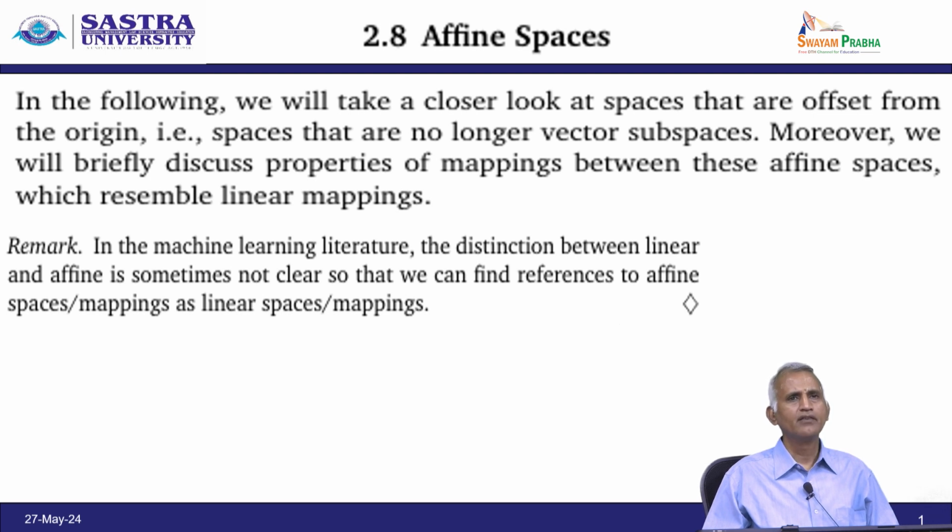In the following, we will take a closer look at the spaces that are offset from the origin, that is, the spaces that are no longer vector space subspaces. Moreover, we will briefly discuss the properties of mapping between these affine spaces, which resemble linear mappings. Now, a note on the machine learning literature: the distinction between linear and affine is sometimes not clear, so we can find references to affine spaces or mapping as linear spaces or linear mapping.